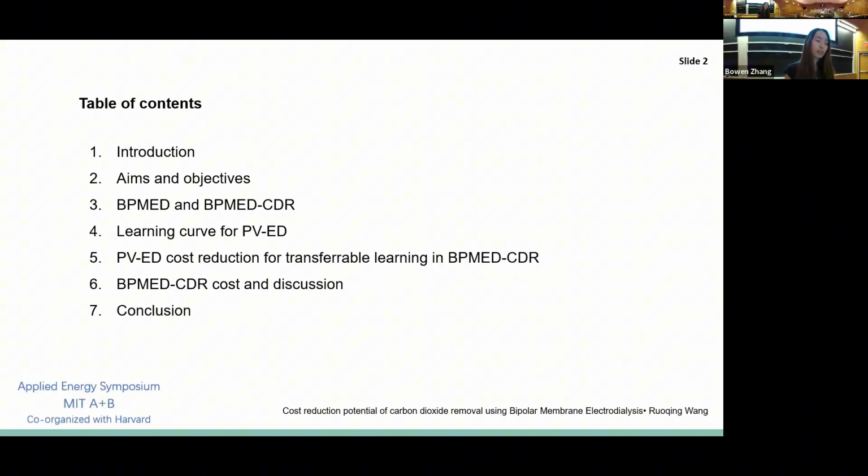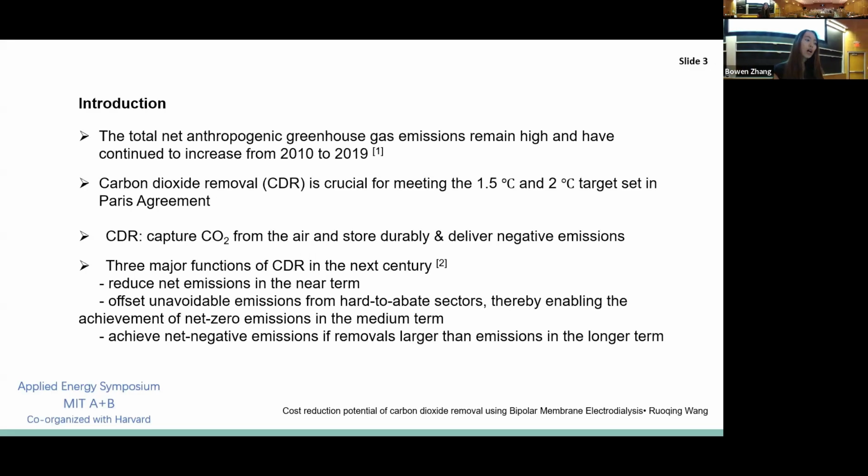So here's the table of contents of the overall presentation. According to the latest IPCC report, the total net anthropogenic greenhouse gas emissions still remain very high and continue to increase from 2010 to 2019. And carbon dioxide removal is crucial for helping to meet the climate target set in the Paris Agreement.